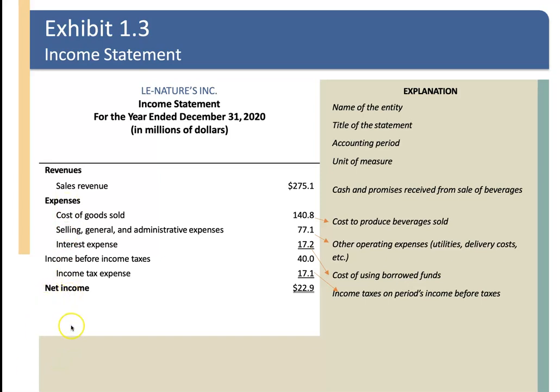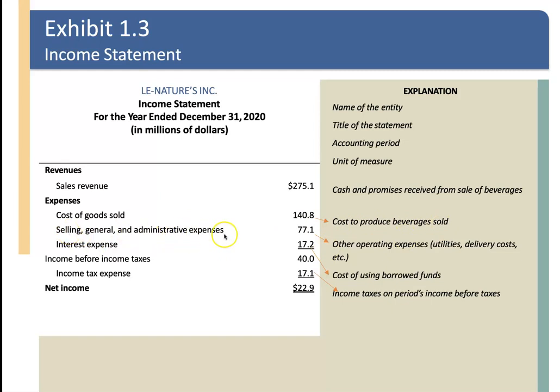An income statement usually starts at sales revenue or service revenue or whatever types of revenue the company earns. Sales revenue is the cash and promises received from sales of beverage, which is the main operation of this company. And then next to that is called expenses. Expenses are the resources the company spent to generate the revenue. For example, the company sells beverage, there is a cost of the beverage. So that goes to an account called cost of goods sold, which is the cost to produce beverage that's sold.